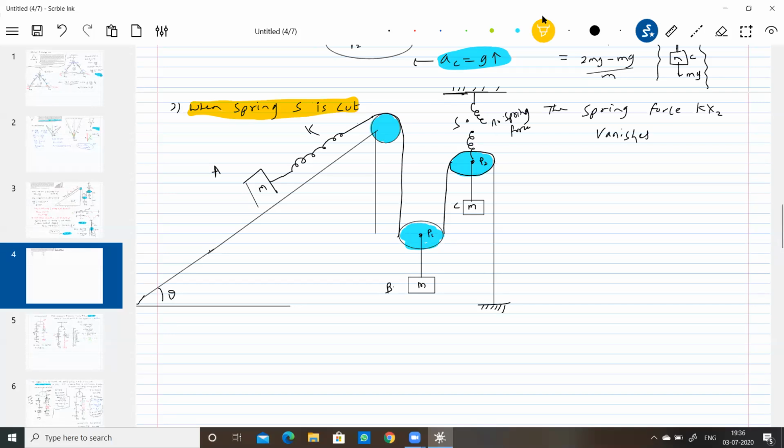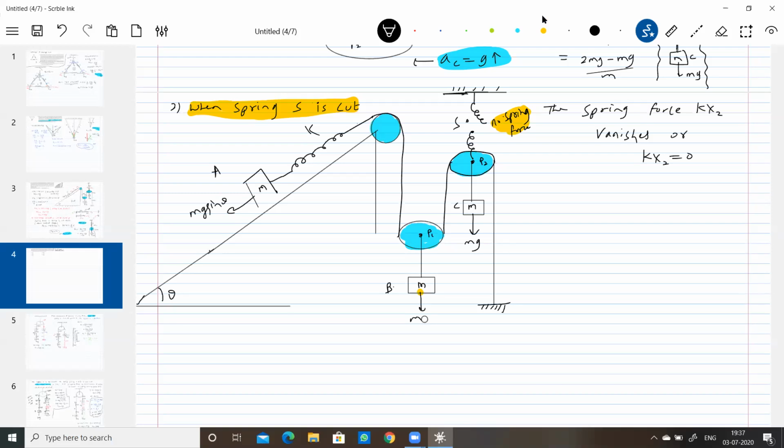Now what will happen to the other part? What will happen to this spring? What will happen to this tension? The weight mg will be acting here as usual, and this mg sine theta. Anybody answers? So what happened to this spring force? Spring force kx2 vanishes, or kx2 is equal to 0.